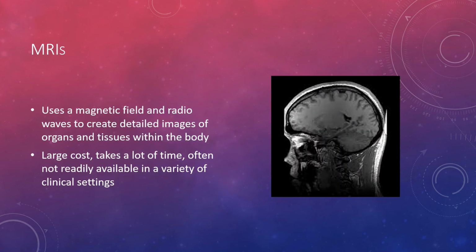MRI, so these use a magnetic field and radio waves to create detailed images of organs and tissues within the body. There's a huge cost with these images. It takes a lot of time, and often it's not readily available in a variety of clinical settings. So this is not something you're going to see in an urgent care or in a primary care office. Sometimes there are freestanding MRI places, but generally this is going to be in a hospital. And even in a hospital, there's probably only one. And MRIs can take upwards of 1 to 3 hours depending on the area being assessed.